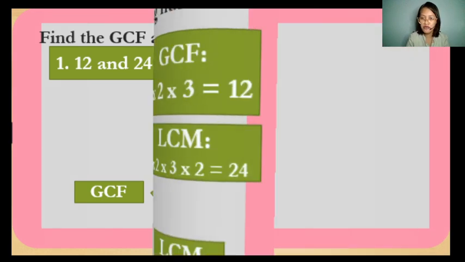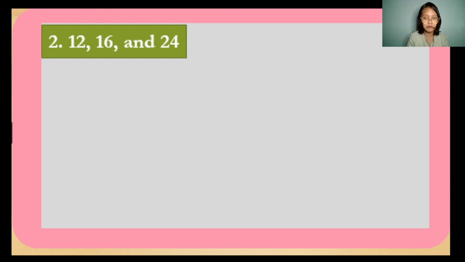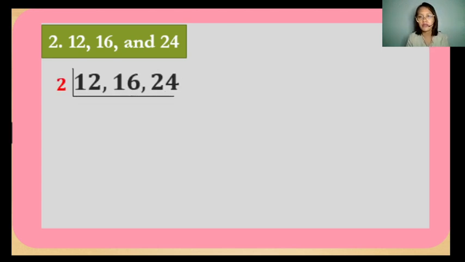But what if you have 3 numbers just like this one? You have 12, 16, and 24. Follow lang din natin yung step from step 1 to final step para makuha natin si GCF. Pero meron lang siyang mga konting changes. Pero yung process, ganun pa rin. So, let's start with the GCF. 12, 16, 24. We may divide it by 2. And then 6, 8, and 12.